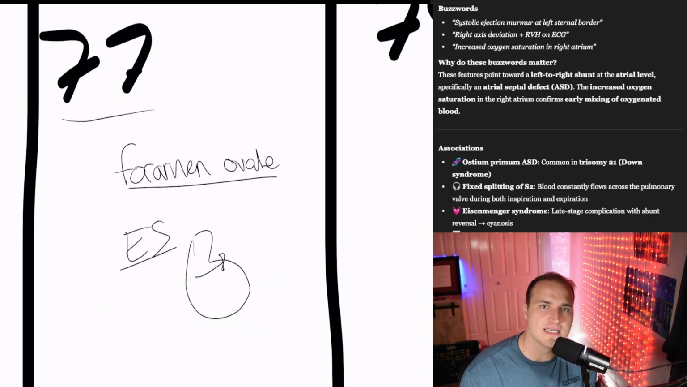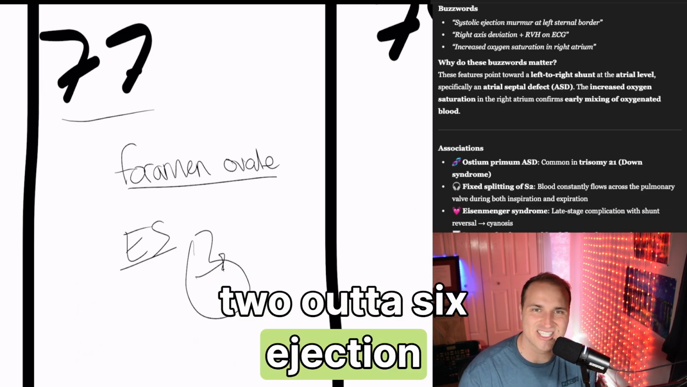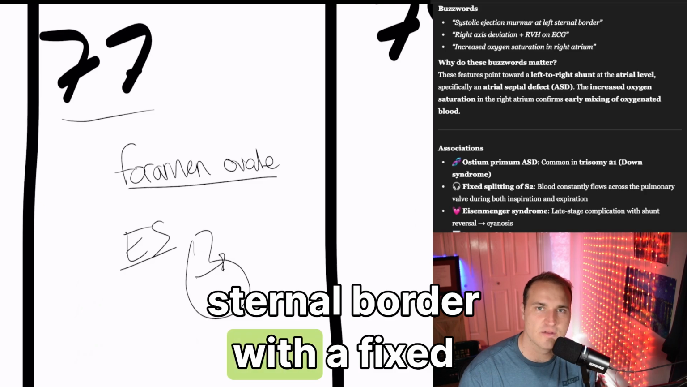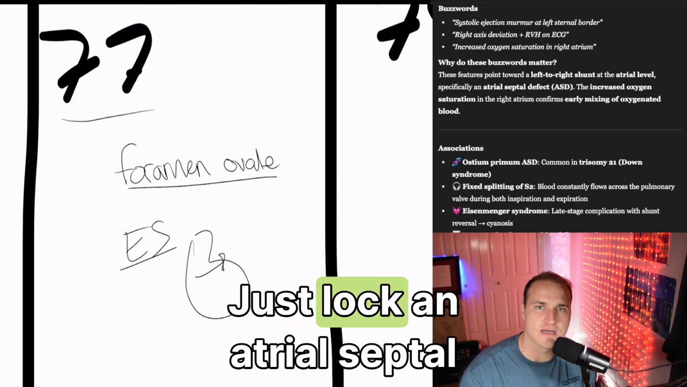So a small ASD will often close spontaneously on its own. So yeah, you'll see a kid, like a 6-year-old boy, brought to evaluation for a heart murmur, otherwise totally healthy, but there's a grade 2 out of 6 ejection murmur at the left upper sternal border with the fixed splitting of the S2 sounds. Just lock in atrial septal defect.